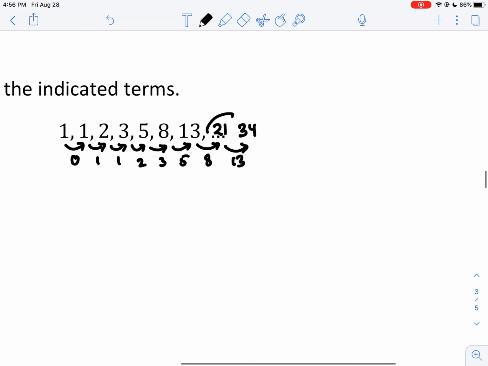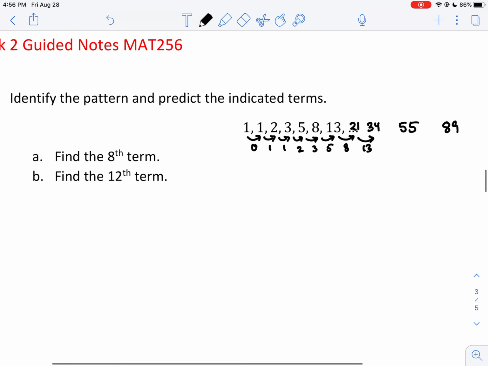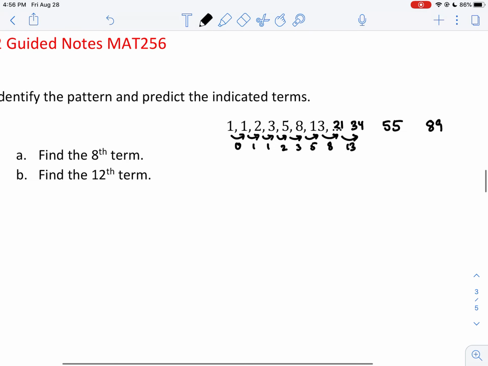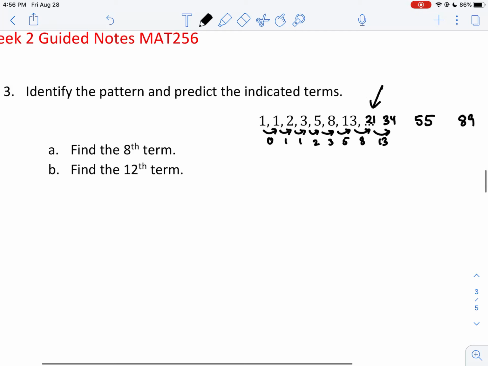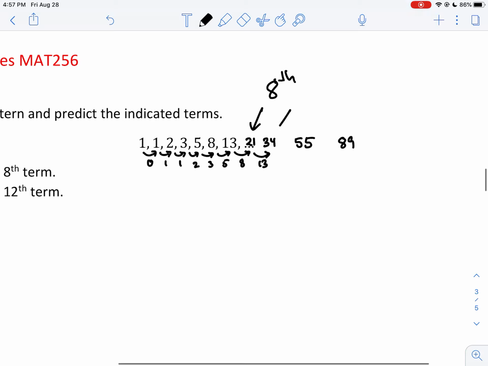Let's continue this way of thinking. Add 21 and 34, and that takes us to 55. Now add 34 and 55, and we get to 89. And let's make sure that we know what we're trying to accomplish here. Find the 8th term. Well, the 8th term was the next term, so right there is the 8th term. Count them out: 1, 2, 3, 4, 5, 6, 7, 8, yes. And we're looking for the 12th term, so that's 9, 10, 11. So we just need one more to get to the 12th.